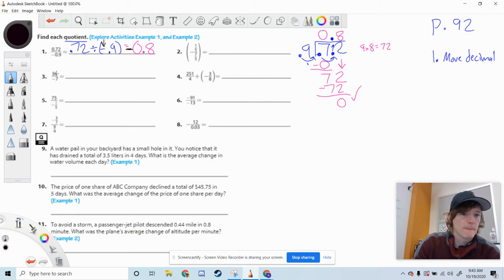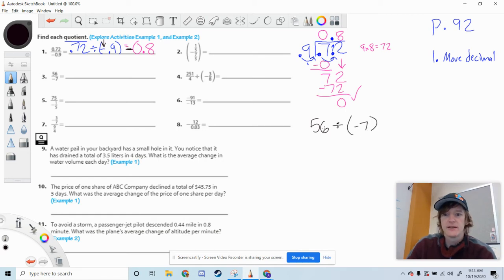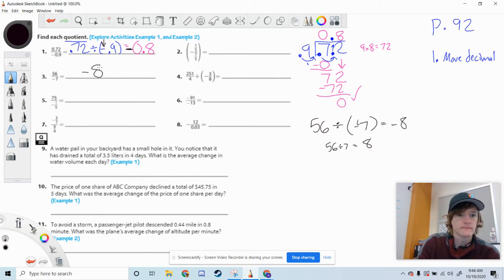Number 3 is 56 divided by negative 7. Now I know that 56 divided by 7 is 8, because 7 times 8 is 56. So for this one, we just got to make sure we get that negative in there. It's going to be negative 8. Fractions, we're going to skip it for a minute.